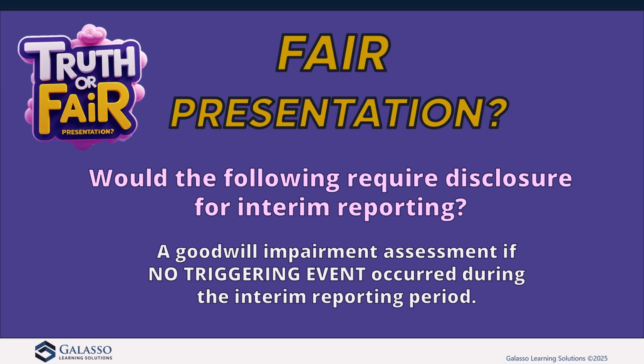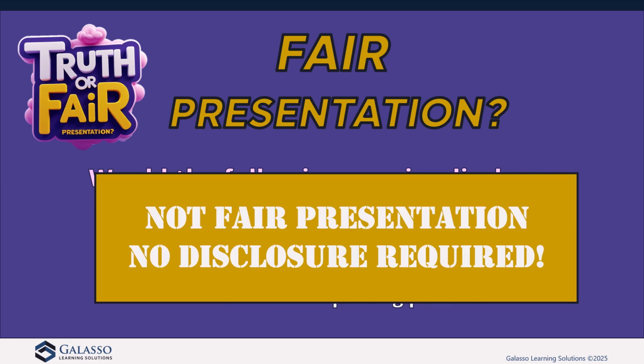So our scenario here is a goodwill impairment assessment if no triggering event occurred during the interim reporting period. So would that require disclosure under the new proposed guidance for interim reporting? I'll give you a few seconds here to think about it. I wish we could play the Jeopardy music, but copyright, right? I mean, it's tough. All right, let's look at our answer here.